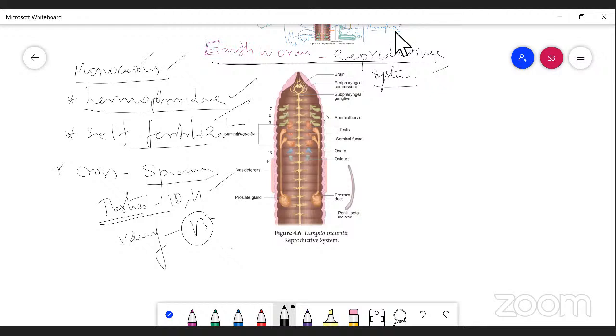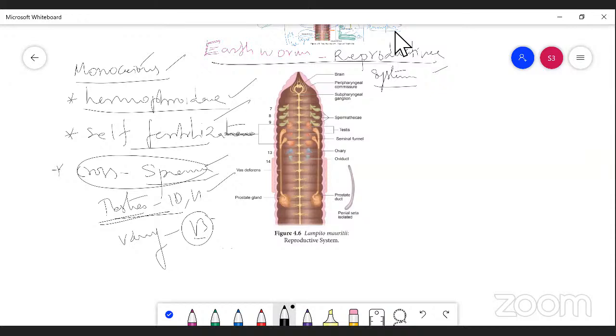The testes earlier produce the sperm cells, then later the ovaries. Ovaries produce very slowly, while testes produce sperm very fast. So when the testes manufacture the sperm, after that the ovary produces the egg cell. Throughout these functions, the earthworm cannot do self-fertilization, right? It is always doing cross-fertilization. Reason: the maturation of gamete cells in each sex organ differs.